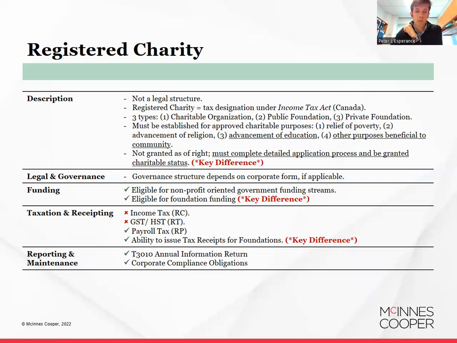And in terms of reporting and maintenance, you have a T3010 annual information return, which is a very detailed document that the organization submits to CRA each year that contains information about the organization's finances, board of directors and trustees, and transactions with affiliates and also key employees. And when you file that, it's hosted online on the CRA's website, so everything's public.